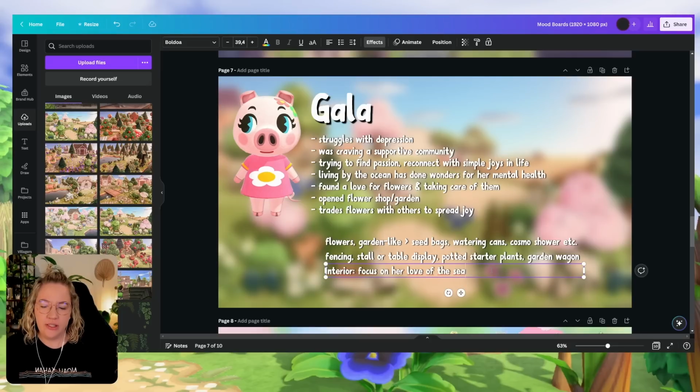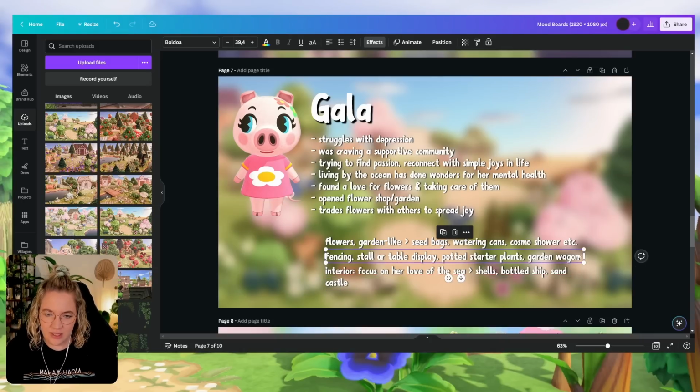You know, and just include a few shells, or maybe she could have a bottled ship, just little trinkets to show that she's also fallen in love with the ocean itself, and that being close to the sea and the beach has also helped her. Oh, we could actually do a little sand castle, not inside her house, more like outside probably.